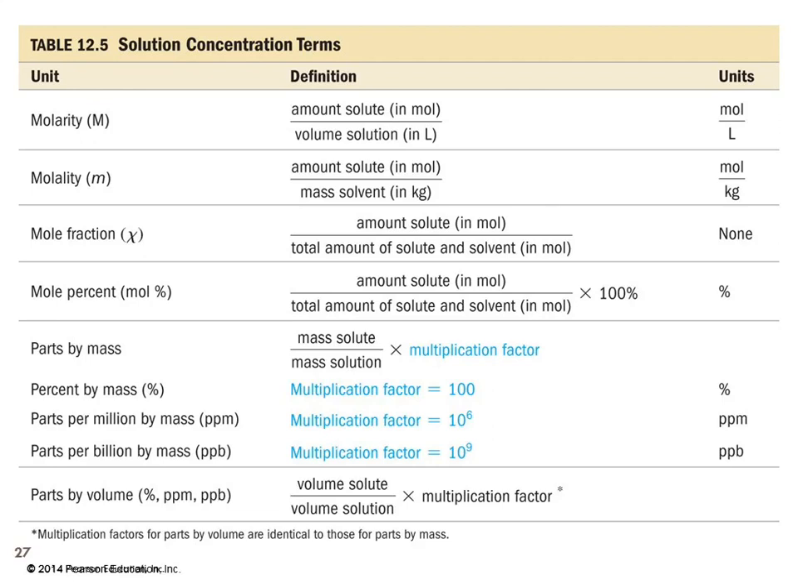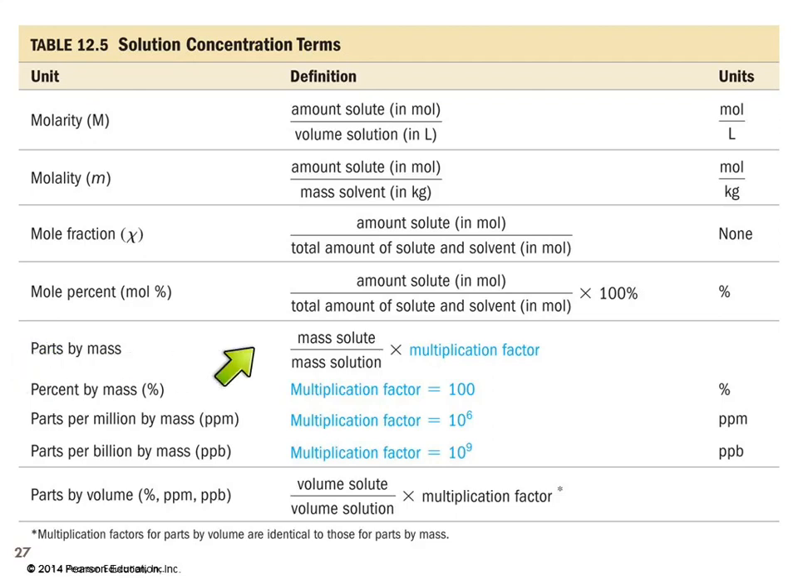Here's a nice table showing you a whole bunch of them. There's molarity, which is amount of solute in moles divided by the volume of solution in liters. There's molality, which is the amount of solute in moles divided by the mass of the solvent in kilograms. There's mole fraction, we've looked at that. The amount of solute in moles divided by the total amount of solute and solvent, also in moles. There's mole percent, moles of solute divided by moles of solution. And then there's the parts.